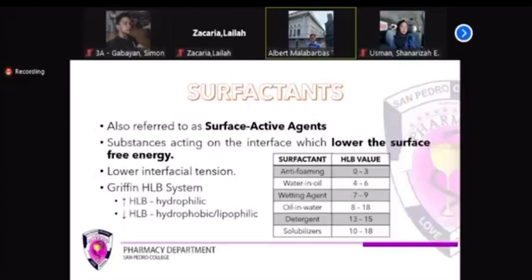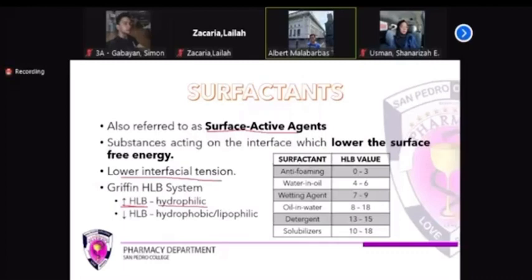Next, we have your surfactants. Surfactants are also referred to as your surface active agents. These are agents that lower the surface free energy. In other words, in emulsions, ginagamit siya to lower interfacial tension. Now, surfactants are described using the Griffin HLB system. The higher the HLB value, the more water soluble or the more hydrophilic it is. So here are the different types of surfactants with their corresponding HLB value.